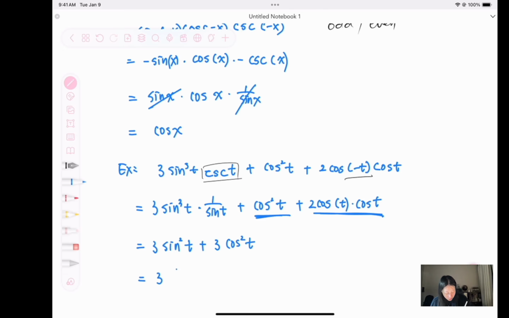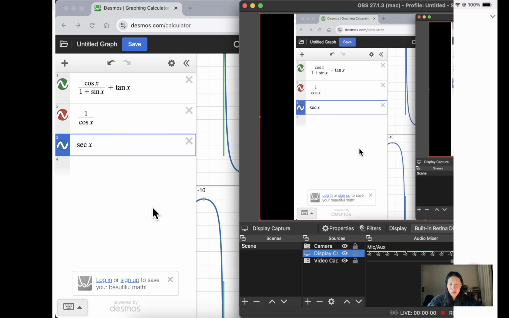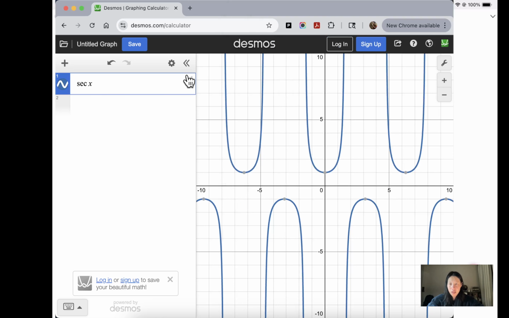So factor the 3 out. I have a sine square plus cosine square, which equals 1. So your final answer is equal to 3. Again, one way to check it is using decimals. Let's see what we get.